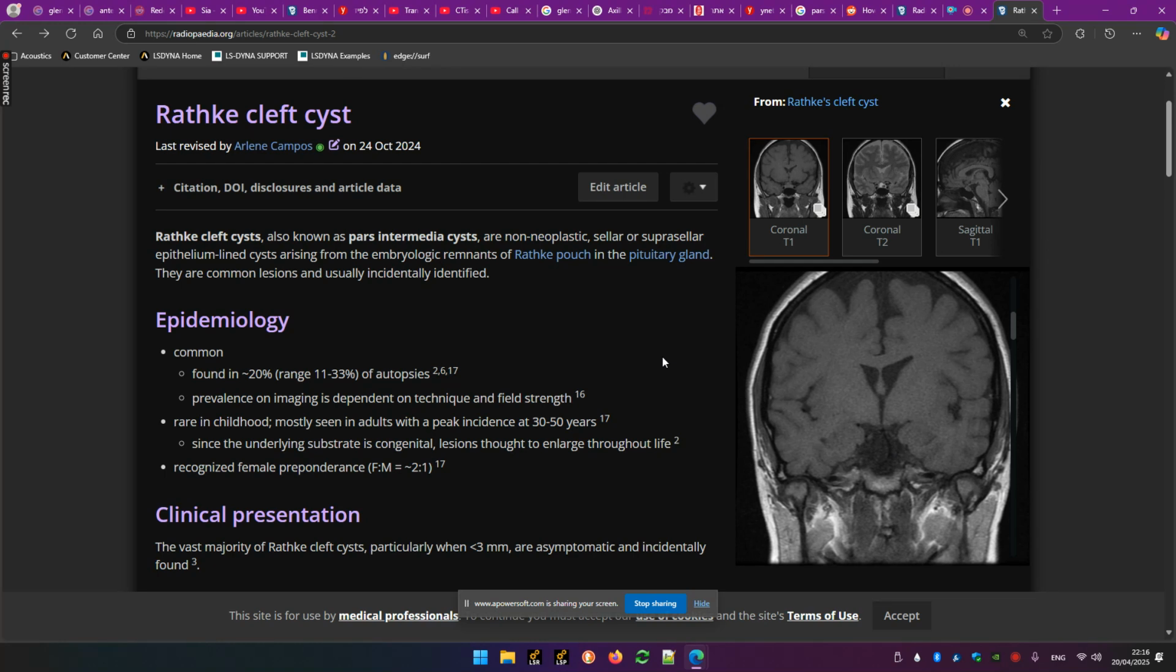Thank you very much. If there are mistakes or corrections, please tell me. This was about, apparently, Rathke cleft cyst because of this case. If there are any mistakes or corrections, please tell me, and that's it.